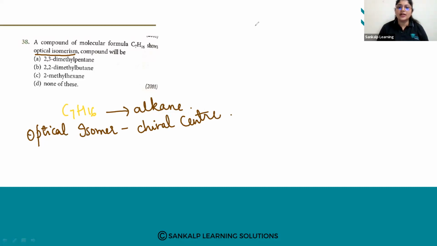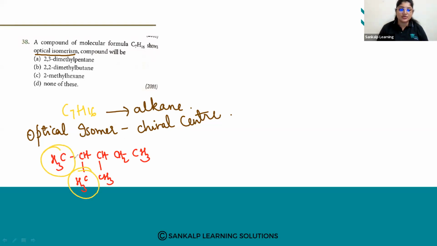So what I'll do, I'll try to write the structures first and we'll see which among the following compounds will show optical isomerism. 2,3-dimethyl pentane means pentane, 1, 2, 3, 4, 5. At 2 and 3 positions, methyl groups are there. So CH3, CH3, then CH, CH, CH2, CH3. Now you see whether it has a chiral center. This has one H group, so here H, so this is not a chiral center.